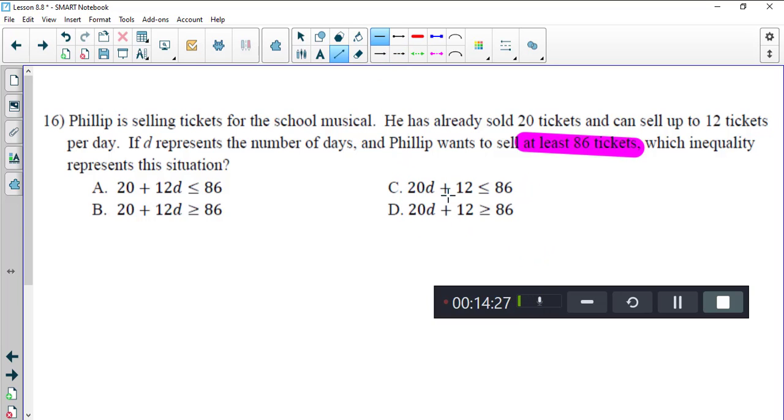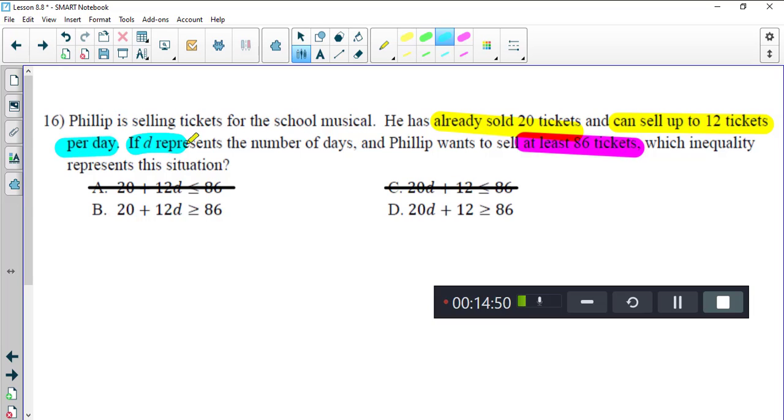D has that. C does not. That's less than or equal to 86. Choice A is less than or equal to 86, but choice B is greater than or equal to 86. So I know it's choice B or D. Now what we also know is that he's already sold 20 tickets and can sell up to 12 tickets per day. Don't forget that D represents the number of days. So we're going to have 12 times D plus the 20.